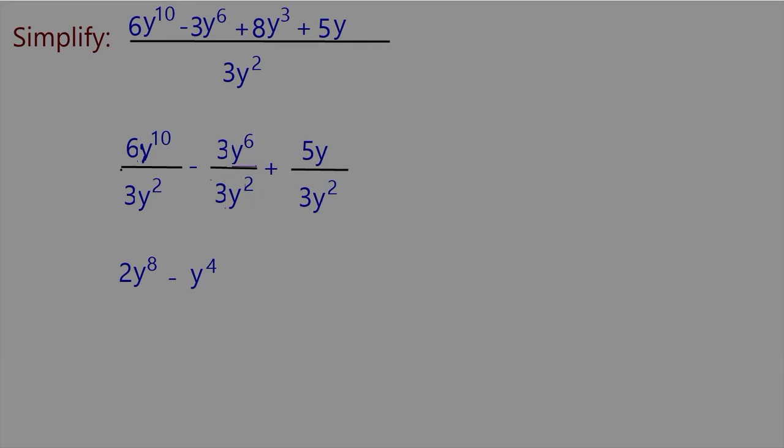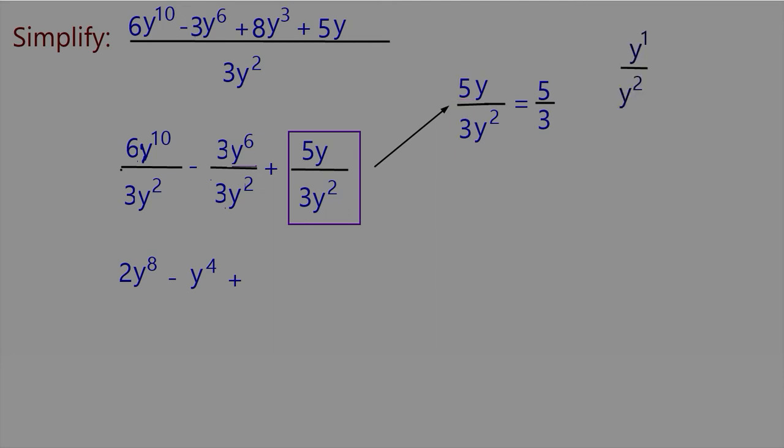5 divided into 3 would give us decimals, so we can leave the fraction as 5 over 3. Y raised to the power of 1 divided into y raised to the power of 2 equals y raised to the power of negative 1. That means we are left with 5 over 3 times y to the negative 1. We want to write the y with a positive exponent, so we write 5 over 3 times y.